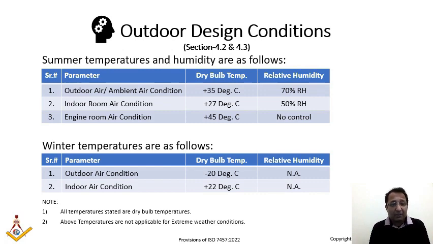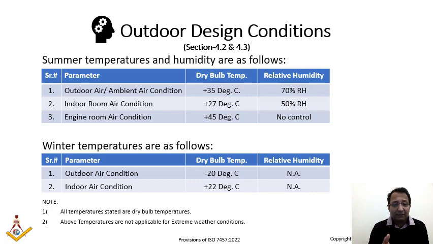So for winter temperatures, outdoor air conditions of minus 20 degrees Celsius and indoor conditions of plus 22 degrees Celsius need to be maintained. As I mentioned in the note earlier, all temperatures selected are dry bulb temperatures, and no wet bulb, because for the summer conditions 70% RH is already given, and for the winter there is no relevance of relative humidity here. All temperatures are stated as dry bulb temperatures. The above temperatures are not applicable for extreme weather conditions.